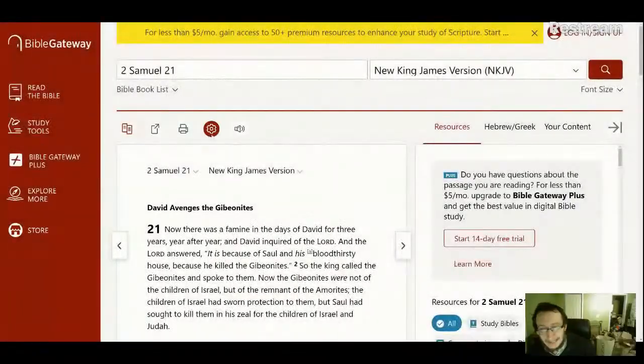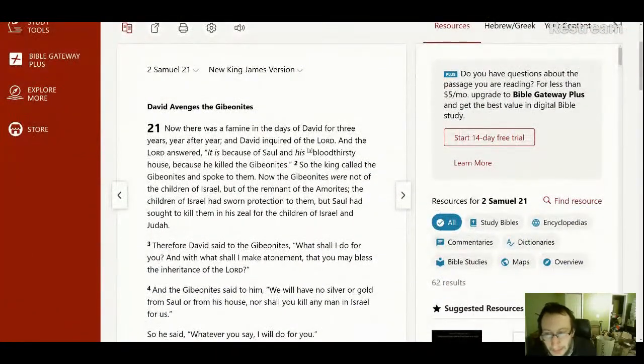The story of the Gibeonites is not mentioned in 1 Samuel, but it's implied that something happened, but it never tells us. So there must have been a book that told us about it. So the account is 2 Samuel chapter 21. This is when David avenges the Gibeonites.